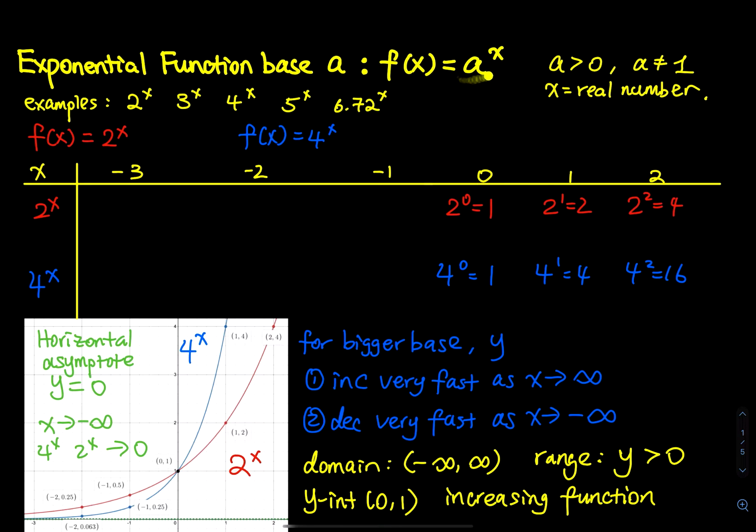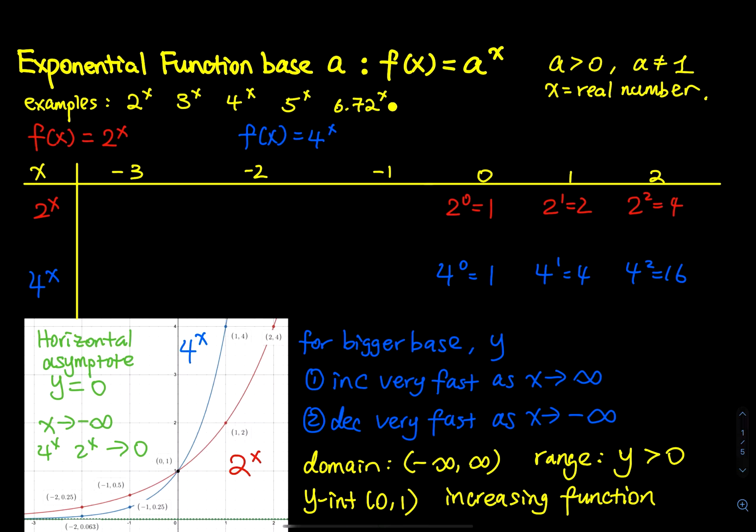So this time we have it the other way around: the base is fixed, a real number, and the exponent is a variable. In this exponential function, a is always greater than 0. A is not equal to 1, because when a equals 1, we don't care what x is, right? f of x is always equal to 1, so that's why we have to omit 1. But a is positive, and x is a real number. So for example, 2 to the x, 3 to the x, 4 to the x, 5 to the x, 6.72 to the x, they are all exponential functions.